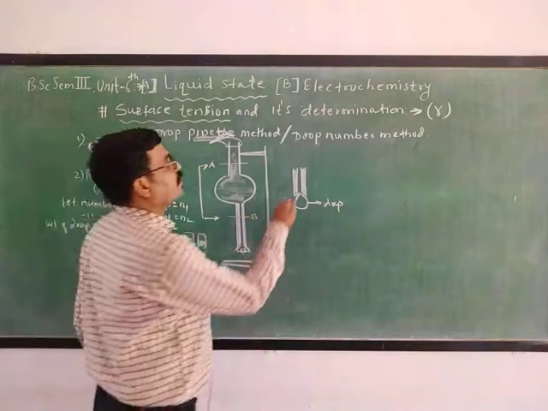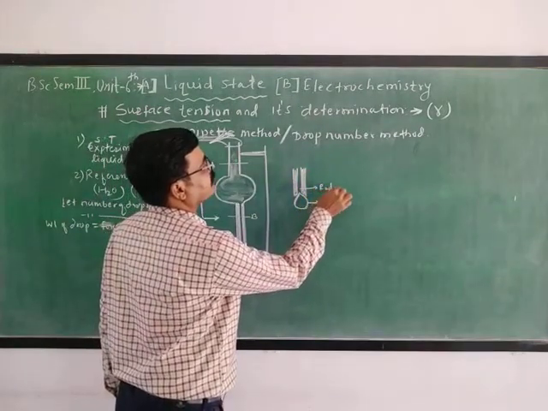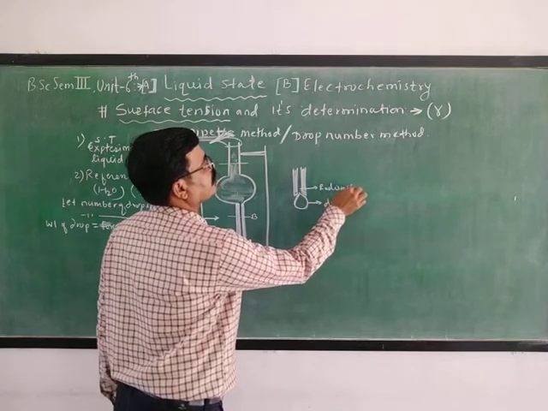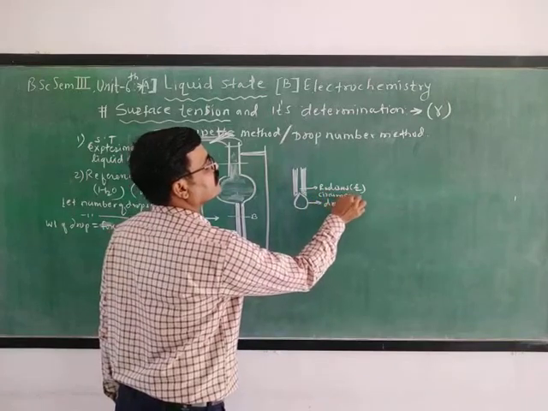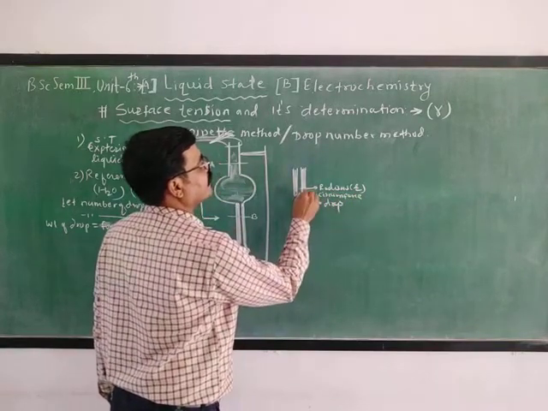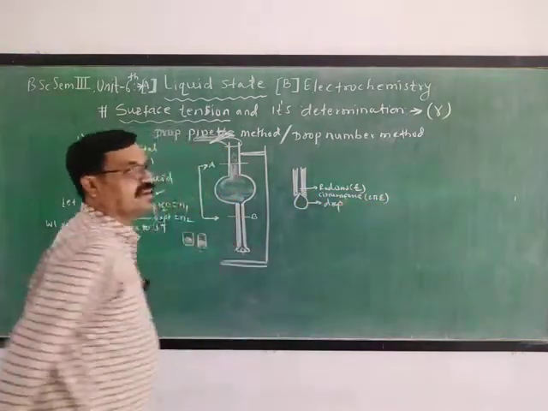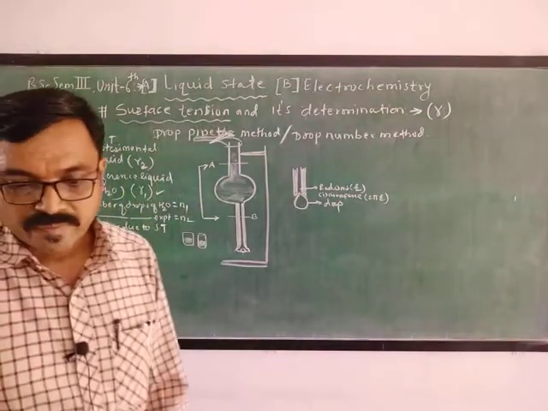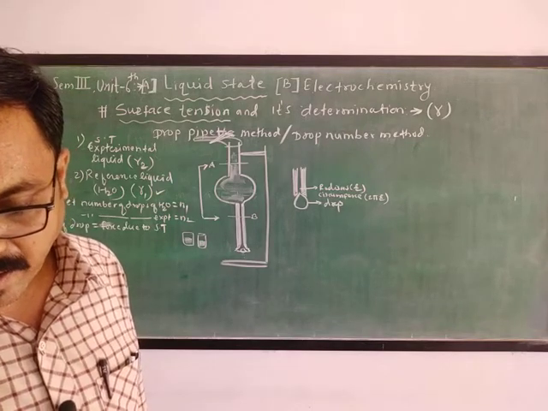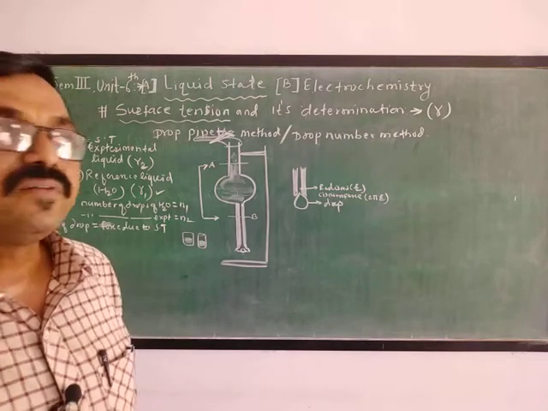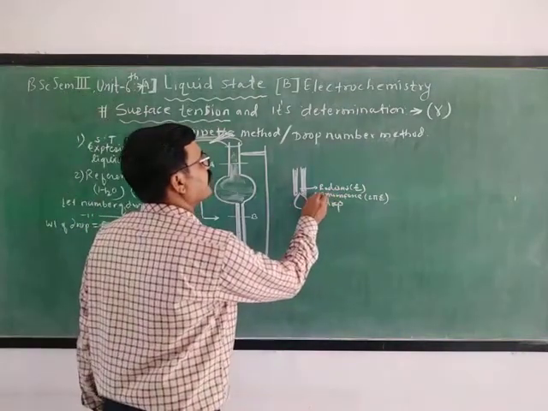But here this is the capillary. This capillary has a radius r. Then the circumference of this capillary becomes 2 pi r. Why is it 2 pi r? Because its radius is r. Now the surface tension acts along the circumference. That's why the circumference is considered here.